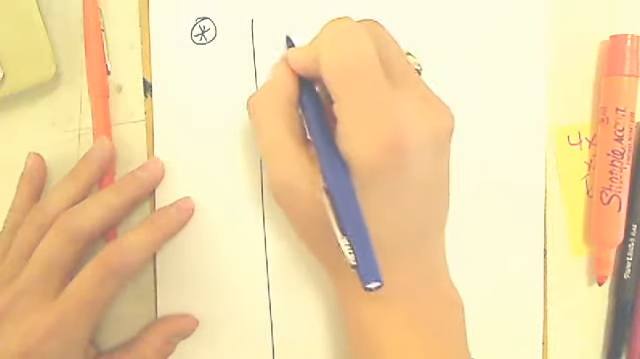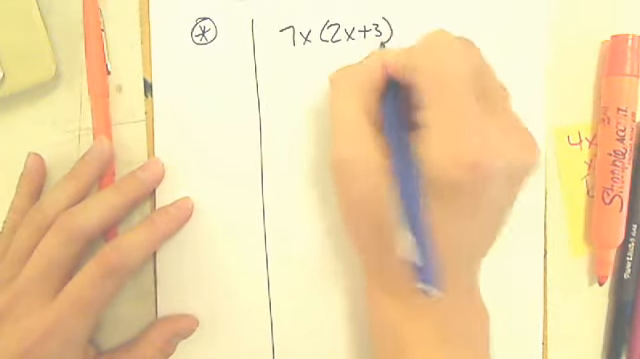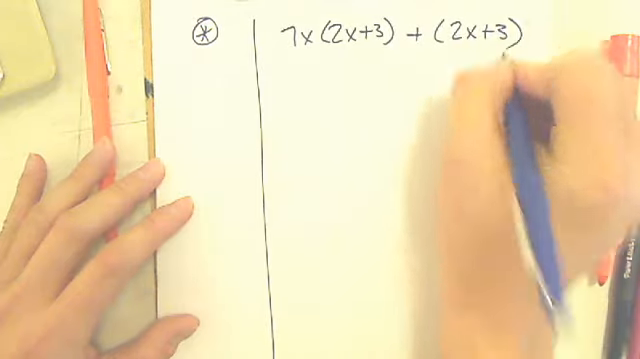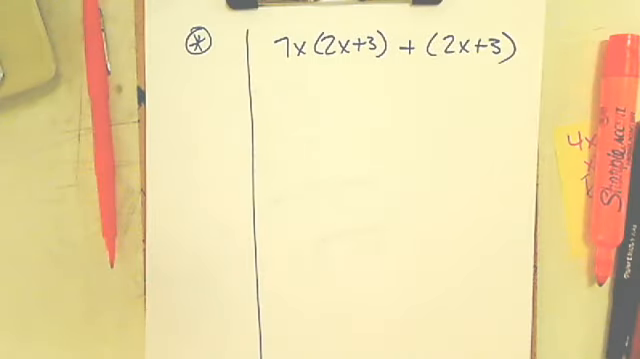What happens if you have this problem? 7x times 2x plus 3, plus 2x plus 3. Don't yell it out. I'm going to have you think about this. Think about how a student would miss this problem. Hand down. How would a student miss this problem? Seth, what do you think? What did he or she forget?